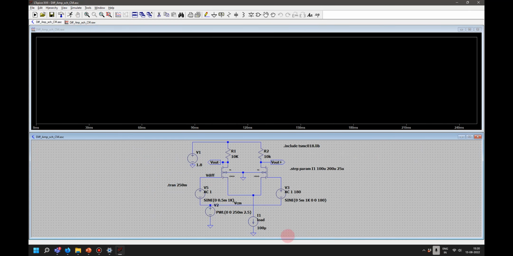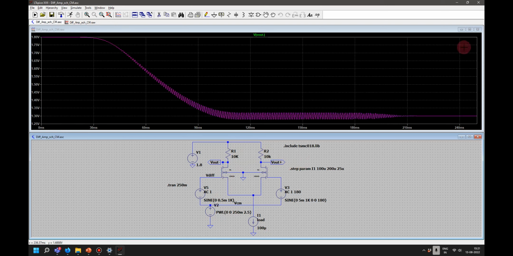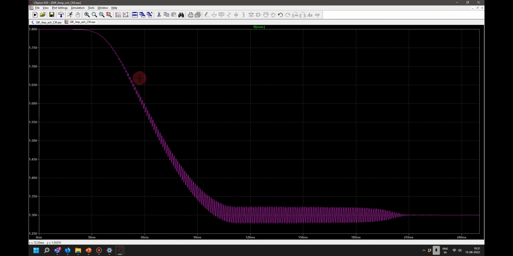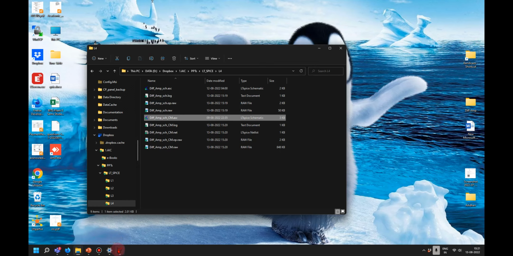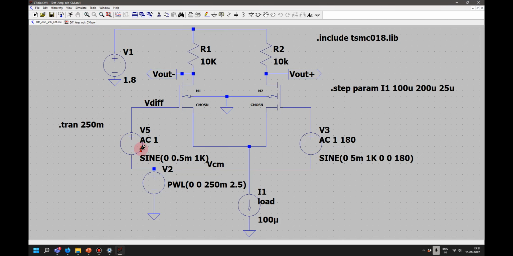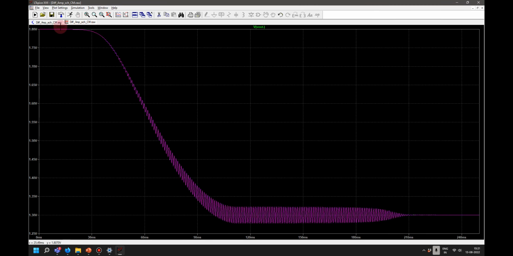Okay, now what I have done is, I am sweeping the DC bias condition, the bias voltage here. Let me show what happens to the output voltage. If you see here, initially the common mode voltage is 0, so both the transistors are off. So the output voltage here will be VDD. So if you see here, it is VDD.